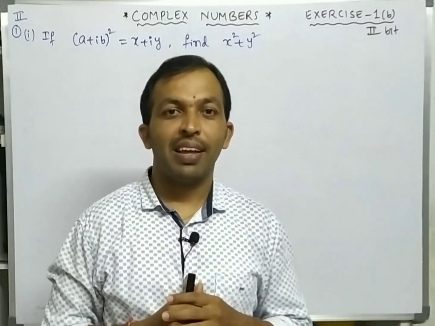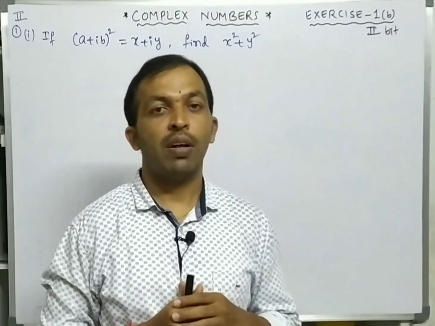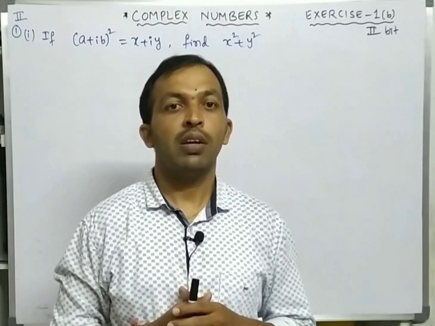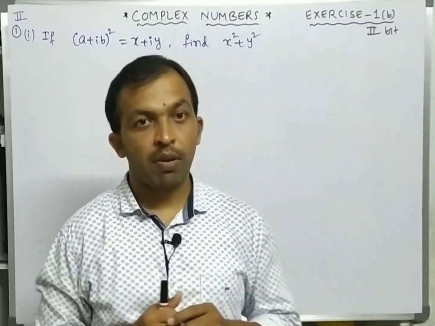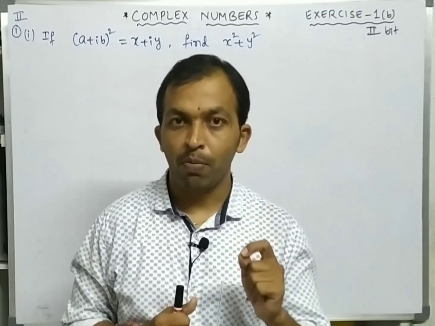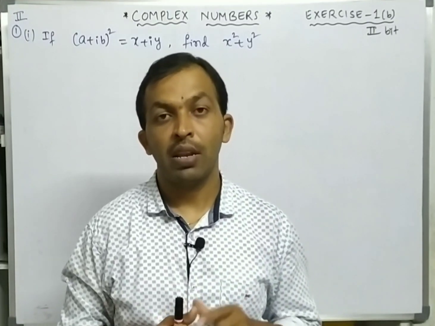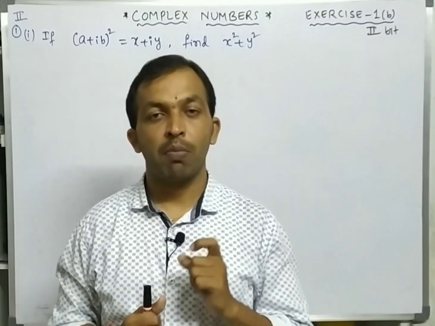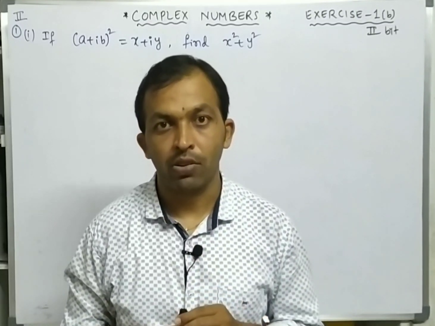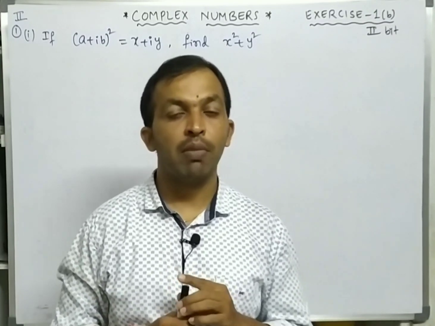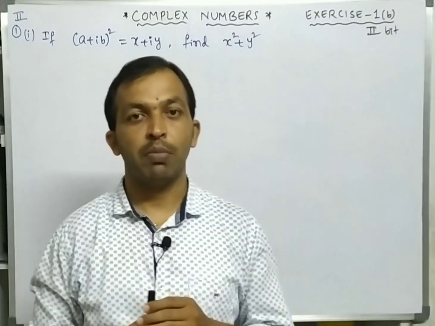Dear students, we are learning exercise 1b of the complex numbers chapter. In the previous video we solved the exercise 1b first bit problems, which are very important for 2 marks in the intermediate public examination, and these second bit problems are important for 4 marks questions in the intermediate public examination. Many times the 4 marks question comes from this second bit.